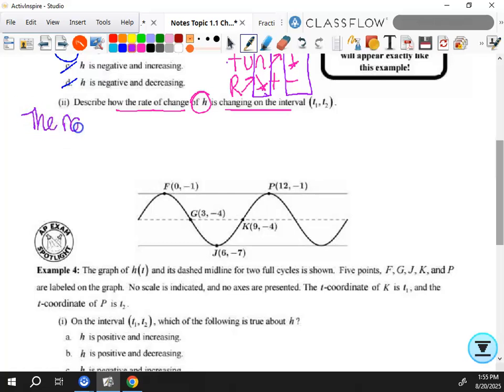The rate of change, and remember, rate of change is not one of those things we get to abbreviate. And I didn't make the rules, right? The rate of change of h is decreasing. I can't abbreviate decreasing, so that's nice. Now, is the rate of change decreasing across the whole graph? No. So then I have to put when it's decreasing. What am I talking about? It's decreasing on the interval t1 to t2.